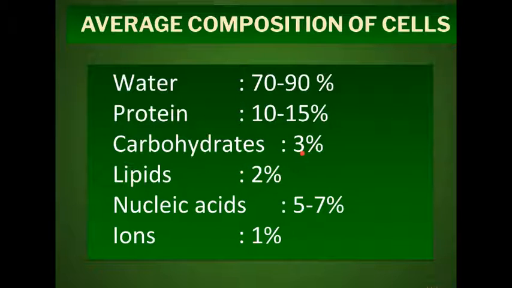Let us look at the average composition of cells. This includes water, which is 70 to 90%, proteins, which are 10 to 15%, carbohydrates, which are about 3%, lipids 2%, nucleic acid 5 to 7%, and then we have ions, which are 1%.